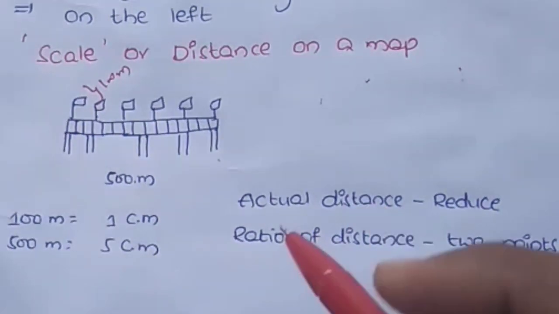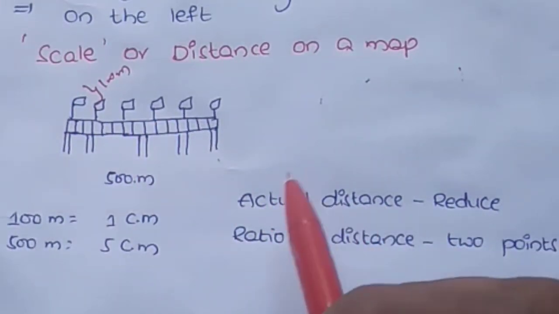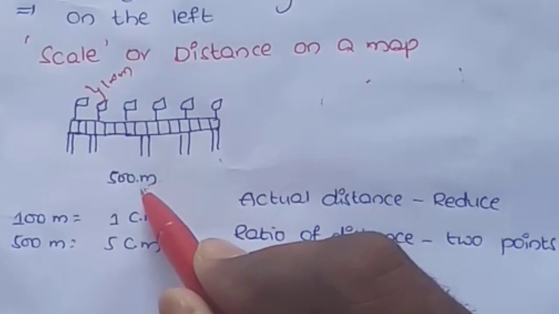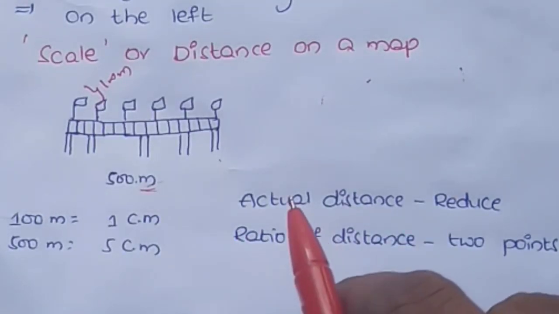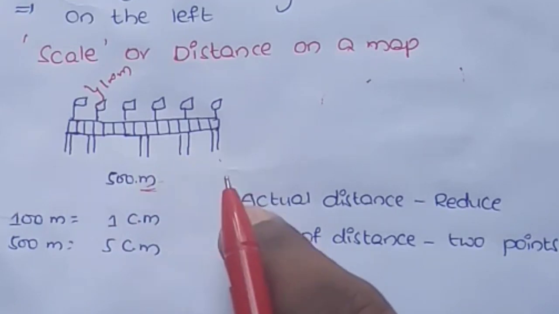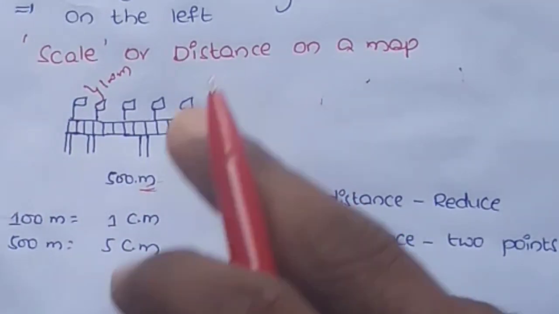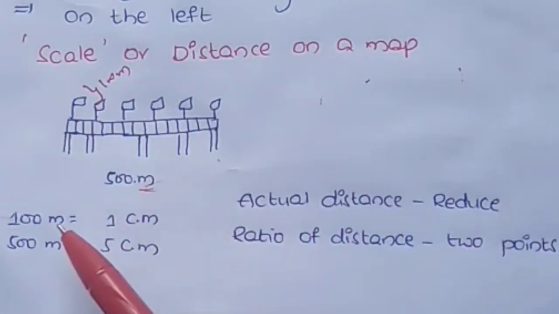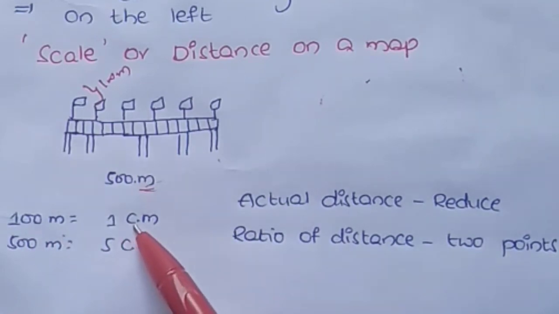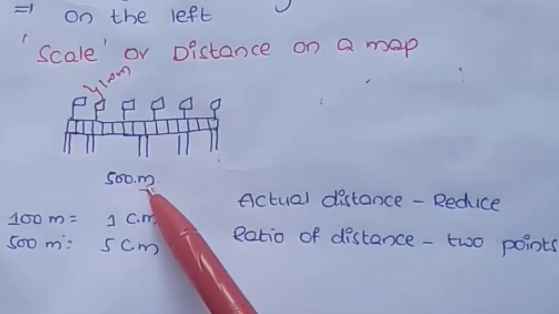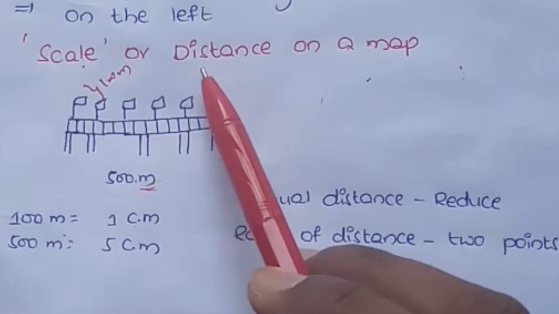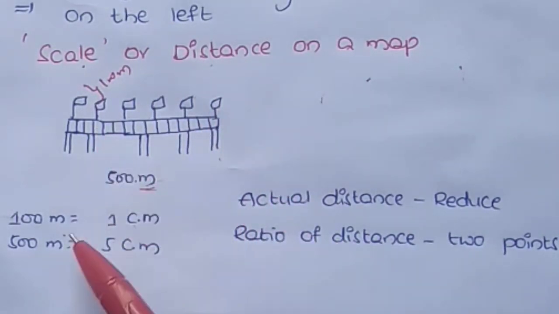Now, if you want to draw this bridge on paper in actual size, we need 500 meters of cloth. Moreover, it's not possible to draw 500 meters of the bridge. So what do we do? The actual distance will be reduced on a map with the help of the scale. For example, if we take 100 meters of distance as 1 centimeter, then 500 meters of distance becomes 5 centimeters. So with the help of the scale, we reduce the distance on a map. So 100 meters is equal to 1 centimeter and 500 meters becomes 5 centimeters.